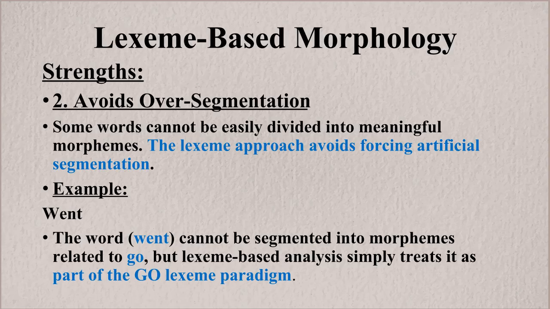For example, take the word went. If we try to analyze it morphologically, we cannot break it into meaningful morphemes that are related to the base verb go. There is no visible or productive morphological connection between go and went at the surface level. So in this paradigm, we have forms like go, goes, going, and went, all grouped under one lexeme, without trying to artificially break one into morphemes. This makes the analysis cleaner, more realistic, and linguistically more accurate.